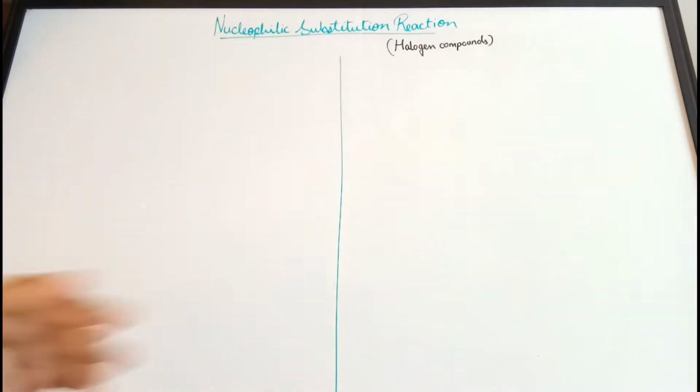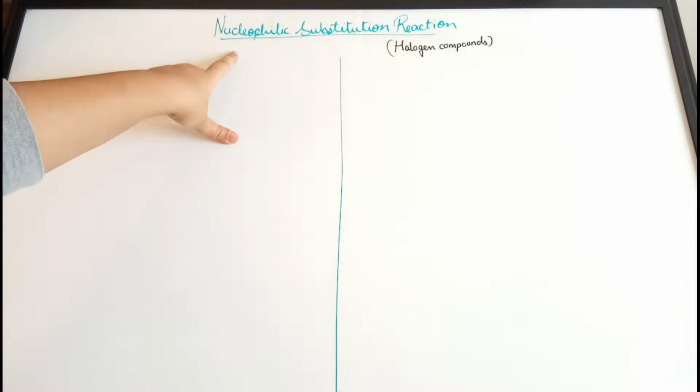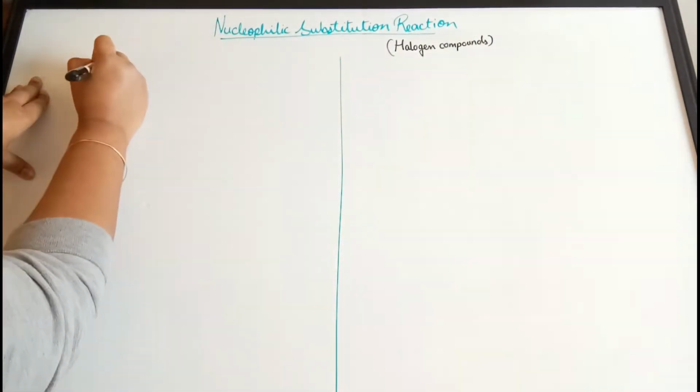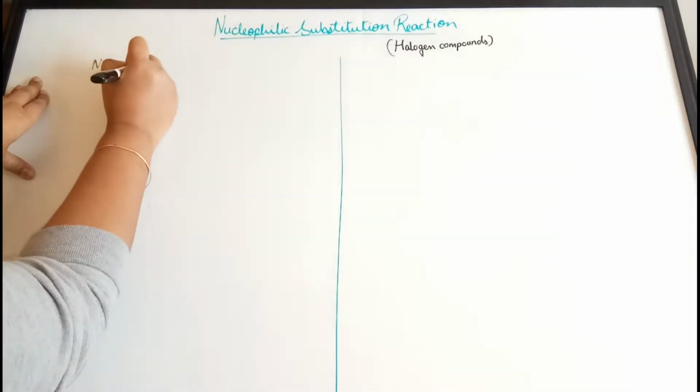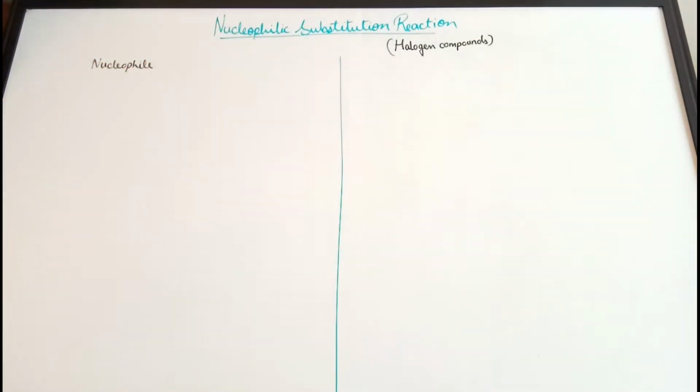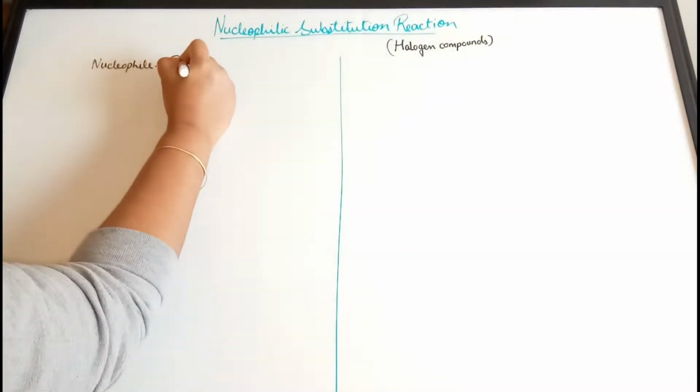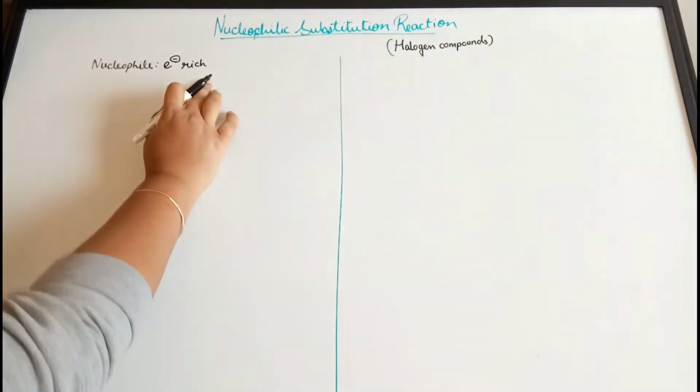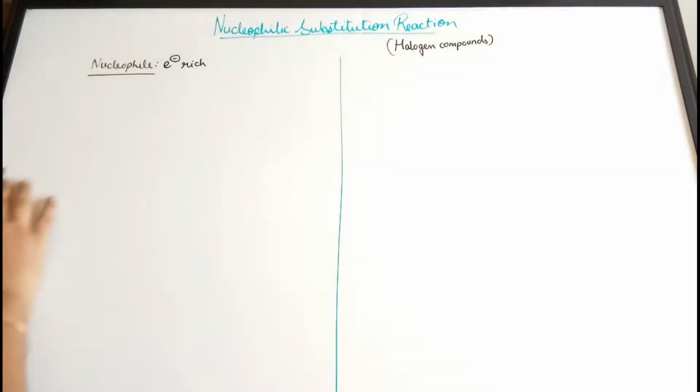So substitution reaction basically means one group or one atom is getting replaced by another atom or group of atoms. So nucleophilic substitution basically means a nucleophile is involved. So what is a nucleophile? A nucleophile is a group which is nucleus loving, which means it is an electron rich group, and the substitution reactions which are initiated by a nucleophile are called nucleophilic substitution reactions.